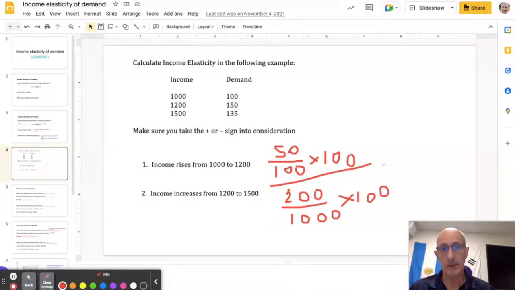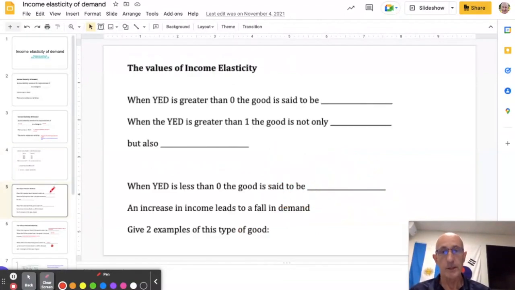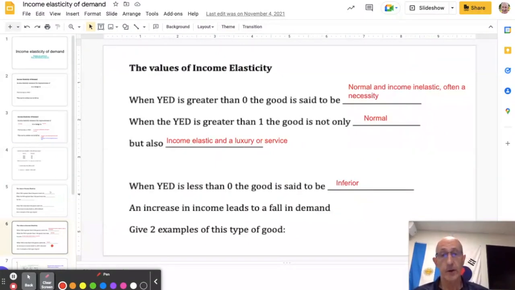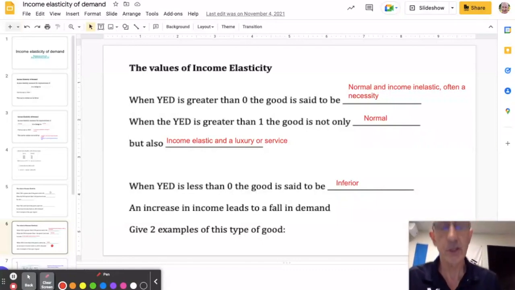As I said, the plus or minus sign tells us something about the values of elasticity. By the way, we use the abbreviation Y for income, and you'll see it much more in macroeconomics as well. The reason is probably that investment is given the abbreviation I, so Y has been chosen for income. But anyway, if YED is greater than 0, the good is a normal good. It's often a necessity, particularly if it's between 0 and 1.